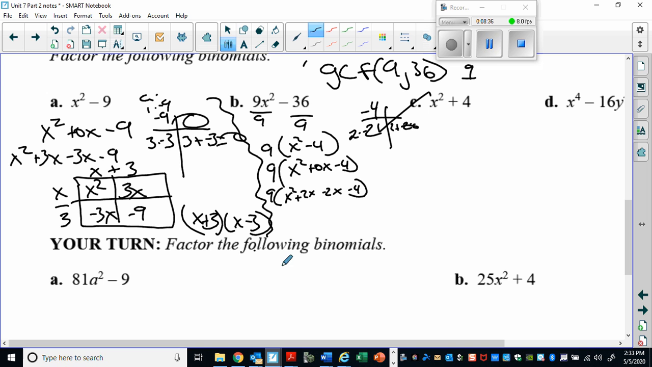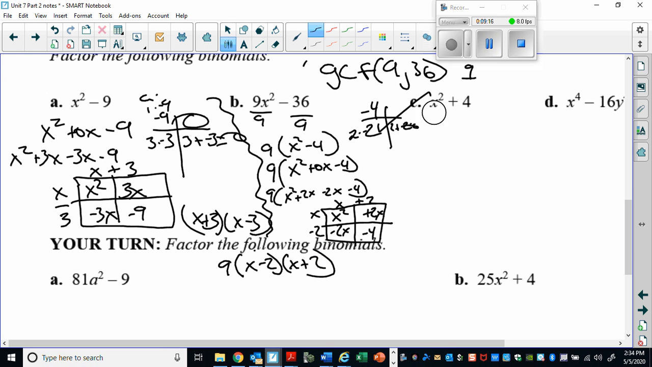All right, so now I'm going to use my box here. X squared plus 2x minus 2x minus 4. Here we're going to have x. There we're going to have negative 2. There we're going to have x. There we're going to have positive 2. Remember, this box lets you know what that's going to be, and that box lets you know what that's going to be. So your answer will be, don't forget your 9, ladies and gentlemen, 9 times x minus 2 times x plus 2.